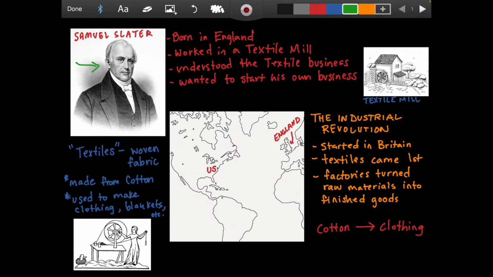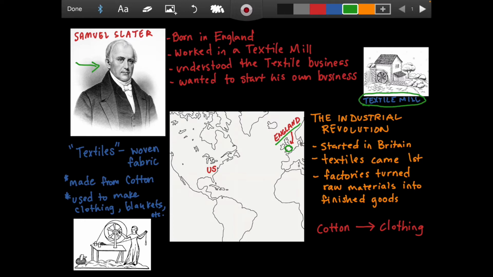Well, he's actually one of the few people that we're going to discuss in American history going forward that wasn't actually born in America. He was actually born in England. So if you'll take a look down here on the map with me, there's England. That's where he grows up. And when he's growing up, he gets old enough to work, and he starts working in a textile mill.